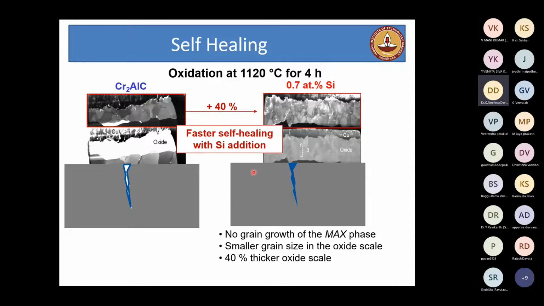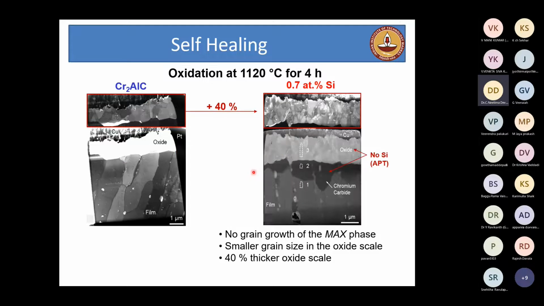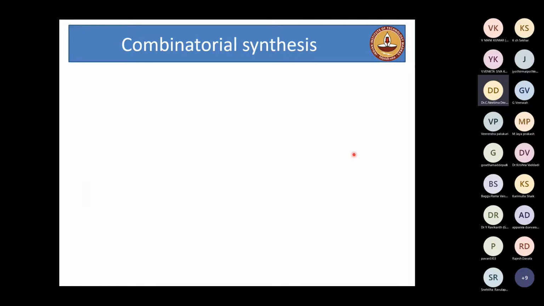Now the question is, there is a faster self-healing rate in the presence of silicon. Now where is the silicon going? What is the silicon doing? And why is this crucial? Because the self-healing property now completely seems to depend on silicon. And therefore, to understand the silicon role in the self-healing process, we embarked on combinatorial synthesis.